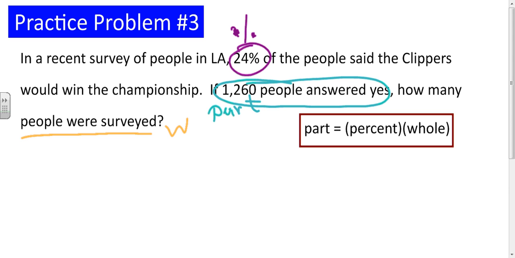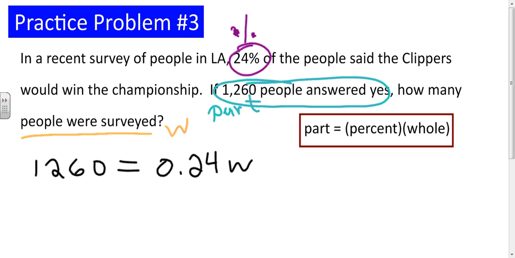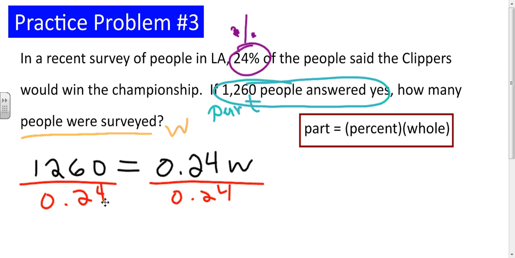So when I set up my equation, my part is 1,260 is equal to my percent, which I'm going to change to a decimal first, times the whole. And I'm going to divide both sides by the coefficient to isolate my variable. And I'm going to see that 5,260 people were surveyed. So let's see if this makes sense. If 5,260 people were surveyed, 1,260 of them said yes. Yeah, it's about 24%. This is logical. And that's how we use equations to work with problems dealing with percent.